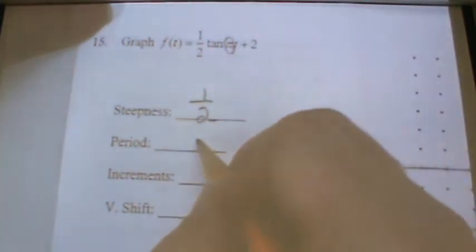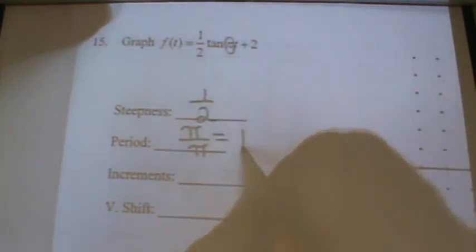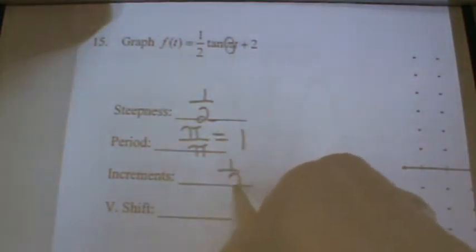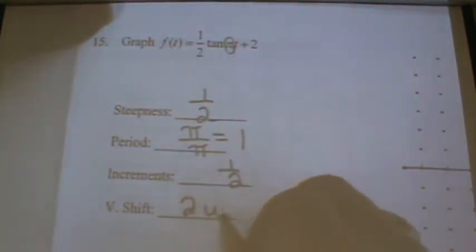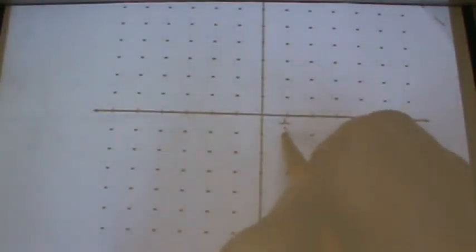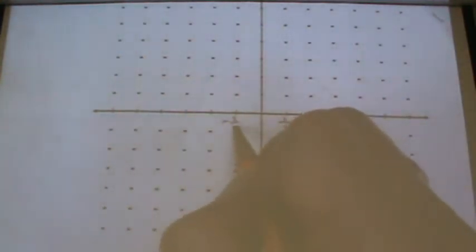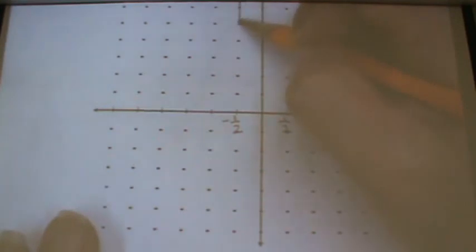All right, 3 more. How's this one? Steepness, tell me. 1/2. How do you do the, what's the b value? It'd be pi, so it's pi over pi, which is 1. Now you cut this in half, so you're counting by a half, and this is 2 up. You're counting by halves. So this is 1/2, 1, and you could go 1 1/2, 2. This would be -1/2, so I think that should be fine.